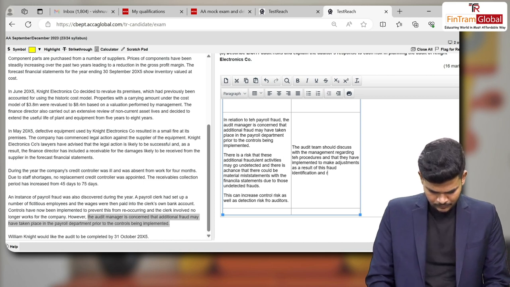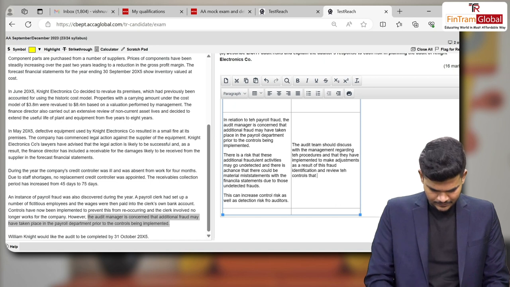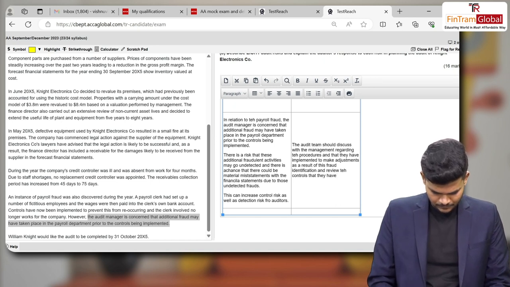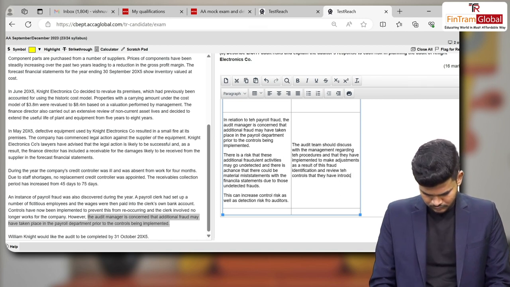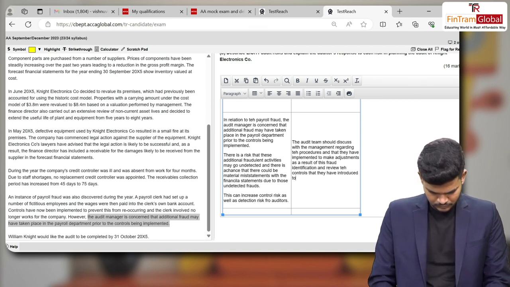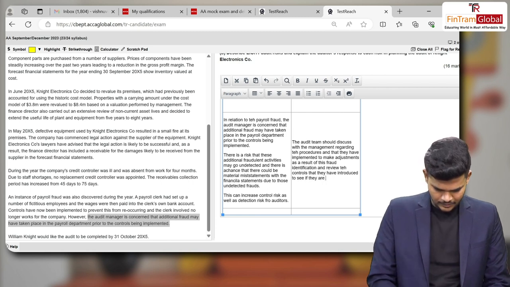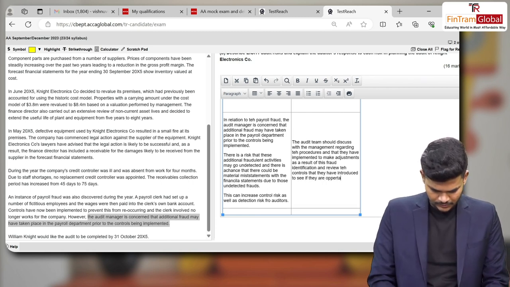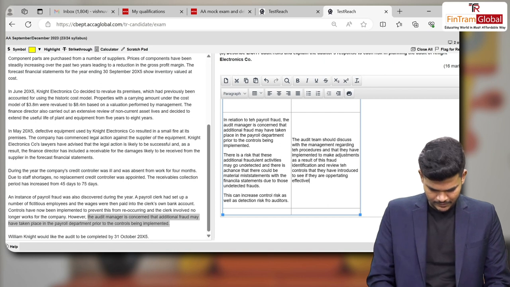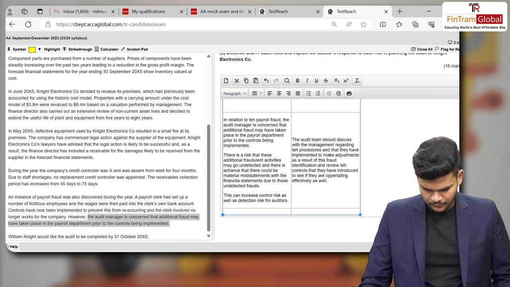And review the controls that they have introduced to see if they are operating effectively as well. Okay, folks, so what are we doing here?